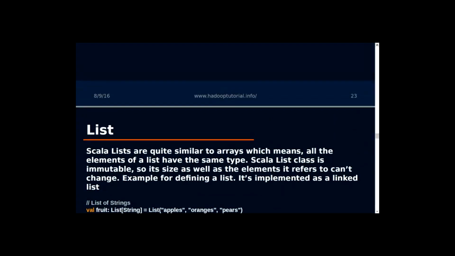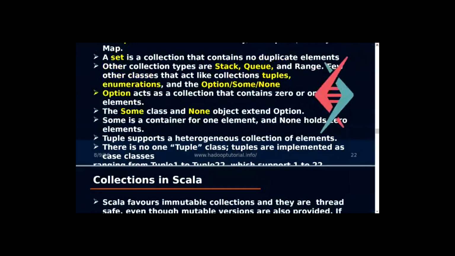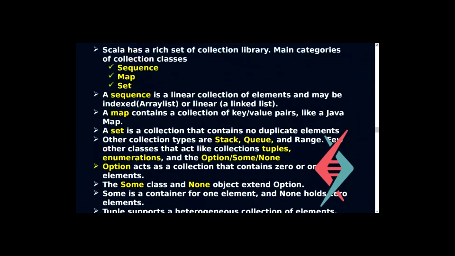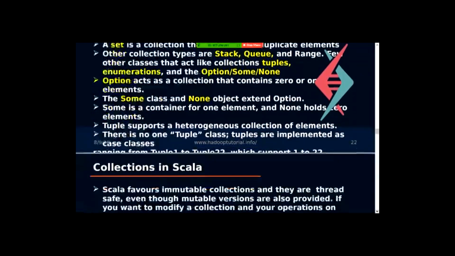Okay. So under collections, we have mainly three types. The popular ones are the sequence, map, and set. Under sequence type, we have the list and the linked list, but linked list we never use. It is not so frequently used, so let's not worry about that. So this list you can create this way: list of elements.